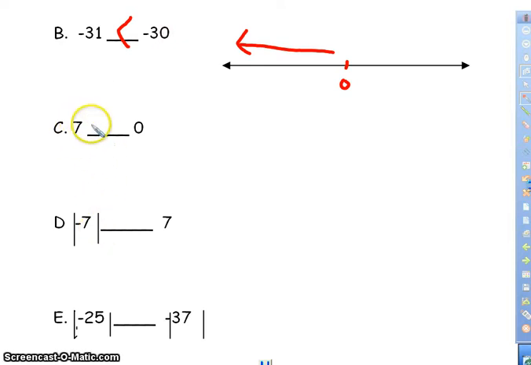For C, I'm comparing 7 and 0, and this is a pretty easy one. We know that a positive number is going to be bigger than 0, which is a neutral number. So positive 7 would be greater than 0.